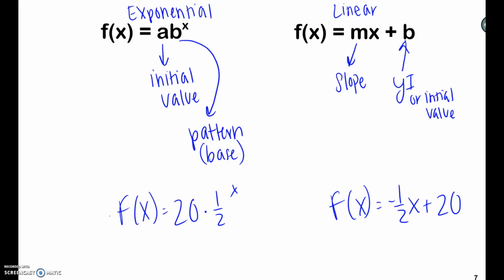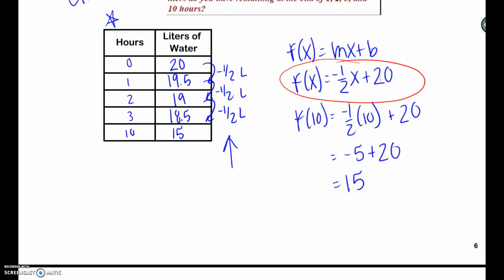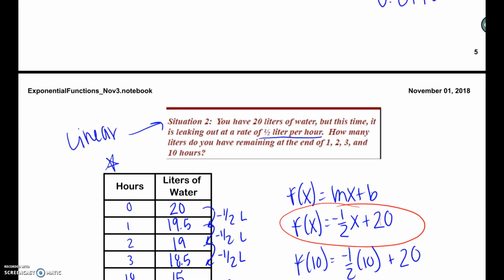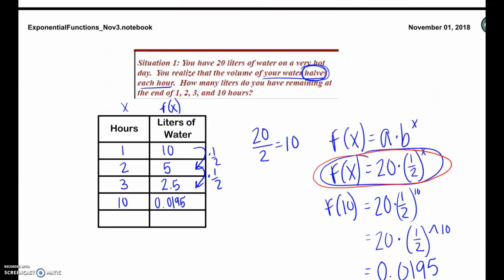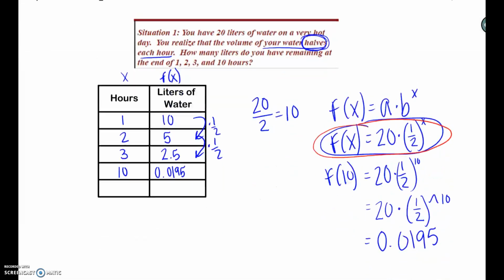Look at your notes as you have these out. Look for those keywords. If I wanted to review those keywords again, this is dripping out at a rate of 1/2 liter per hour. So that rate tells me I'm subtracting out 1/2 liter each hour. Whereas this problem talks about the water being halved. We're literally cutting that water in half or multiplying it by 1/2 each time.